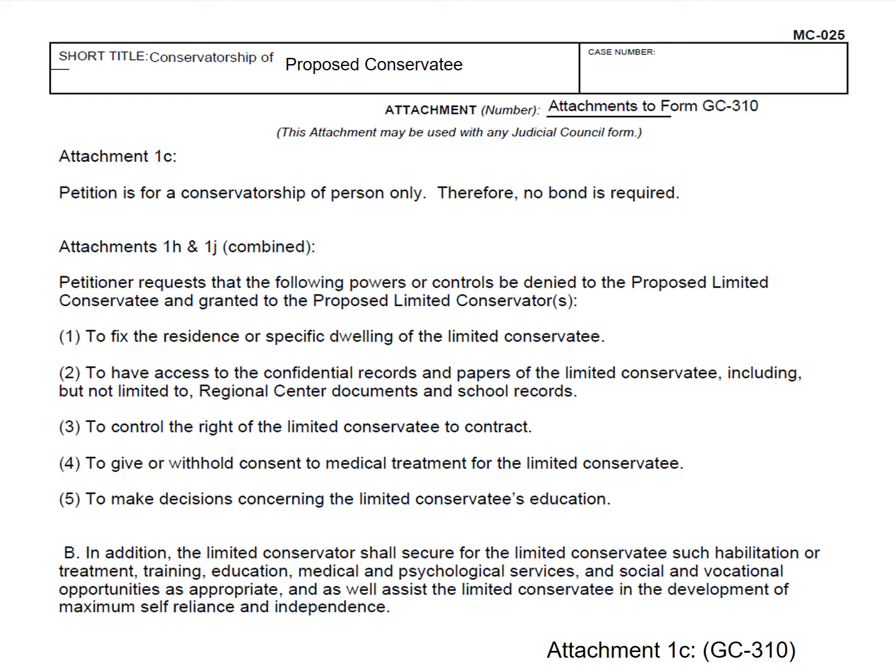Attachment 1C states that a bond is not required because this is a request for a limited conservatorship of the person only, not the estate. Attachment 1H and 1J set forth the powers that you are requesting the court grant to the conservators.